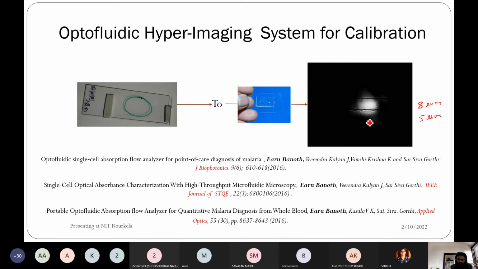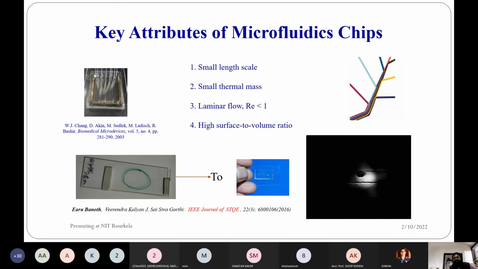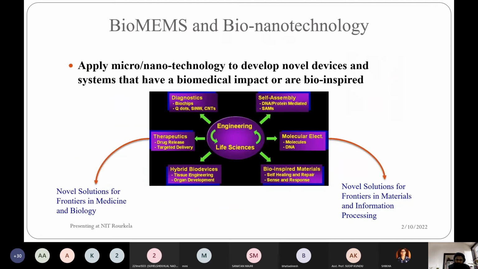So for the design and development of microfluidic devices, we can see they have huge applications. The advantages: small length scale, so you can use very little reagent and sample quantity. A microliter of blood sample is sufficient for identifying any type of disease and detection. There are also different types of flow and flow focusing analysis, and various other applications in microfluidic devices.